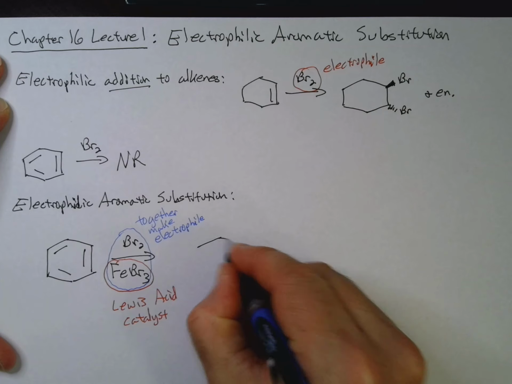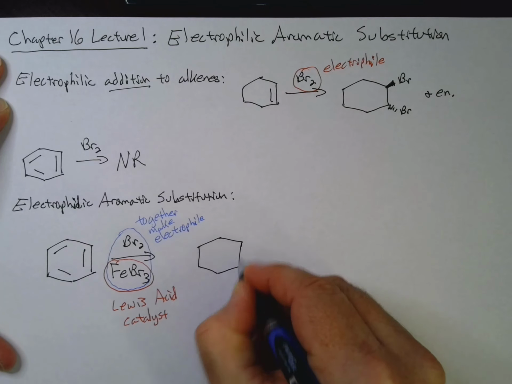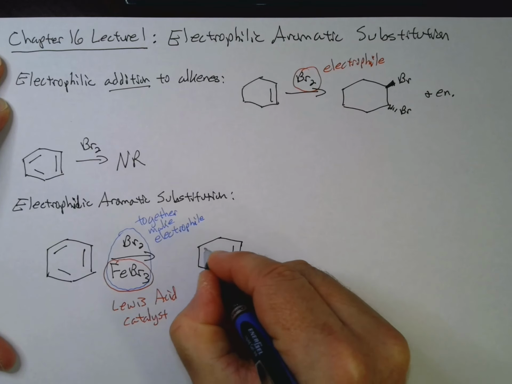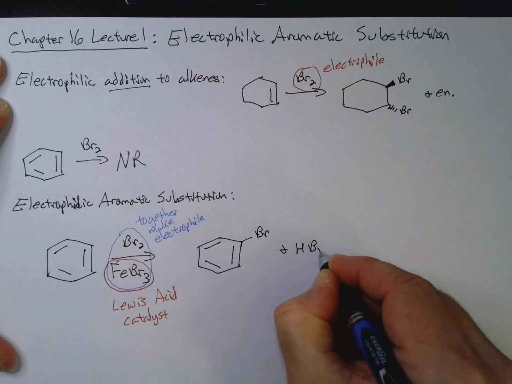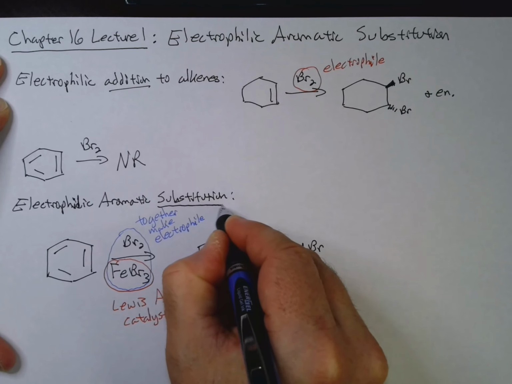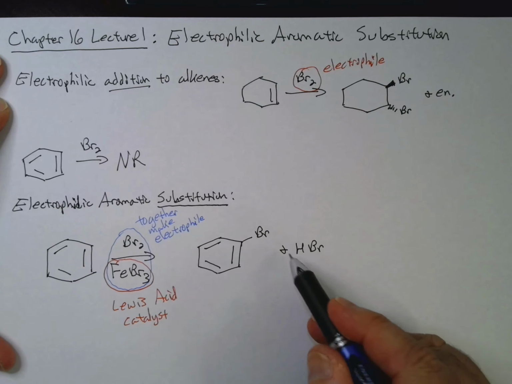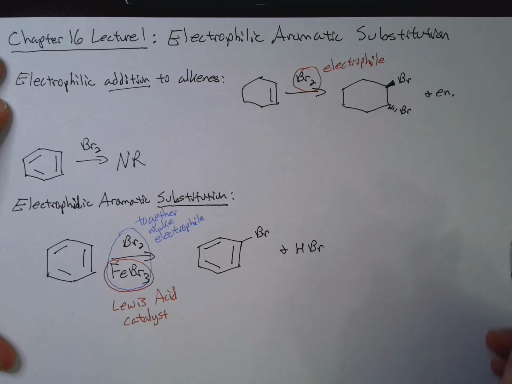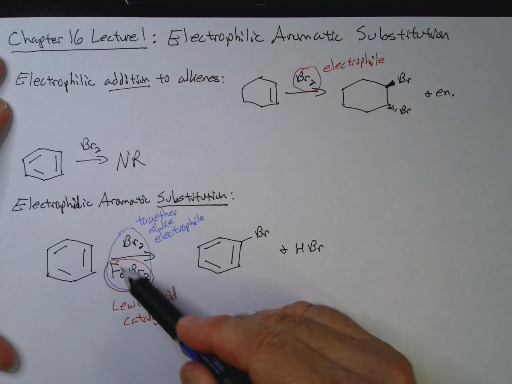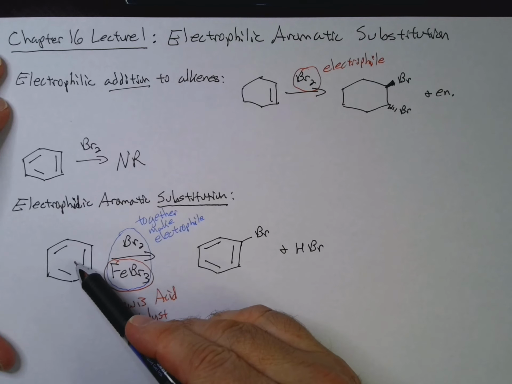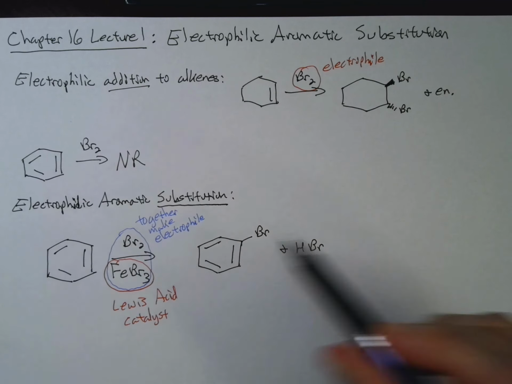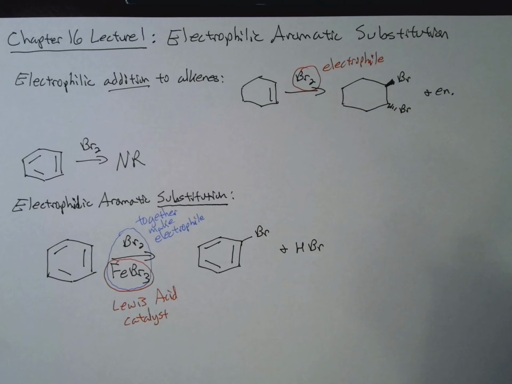Anyway, the product we get is not an addition product, but rather a substitution product. So again, we've got a substitution reaction, not an addition reaction. We call it electrophilic because we have something acting as an electrophile, so our aromatic compound is going to be the nucleophile. So let's take a look at this mechanism.